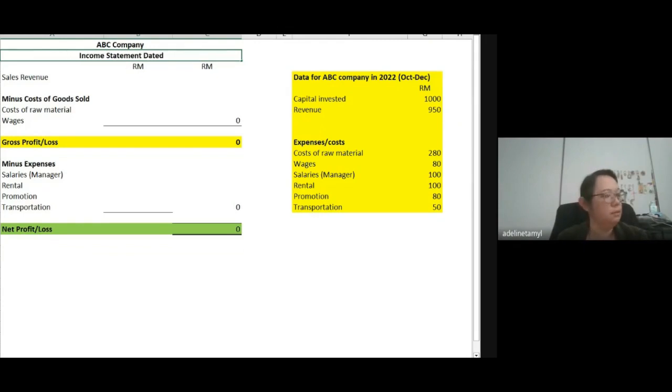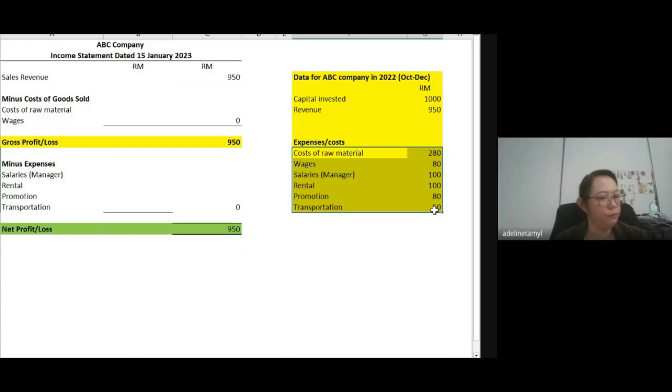Katakan 15 January. All right. So we start by recording the sales revenue here, 950. Okay, so same information being put in here. Then cost of raw materials, cost of goods sold, and expenses.